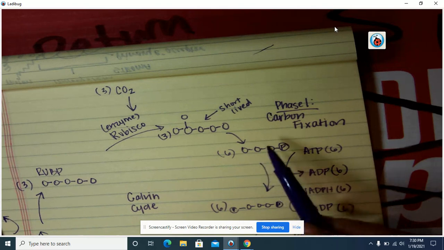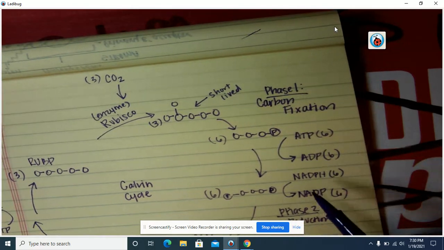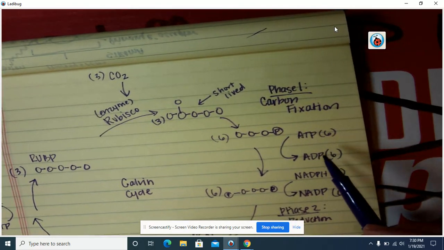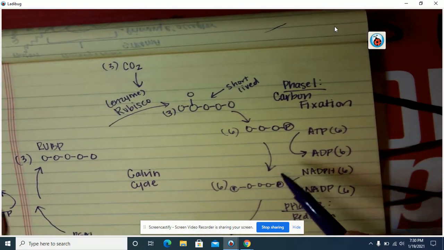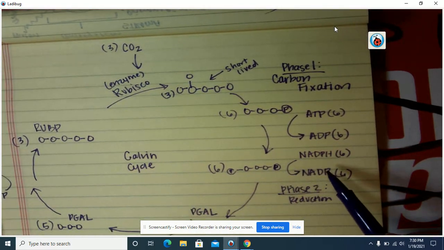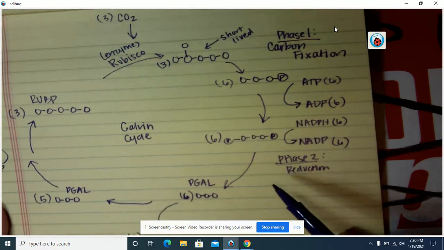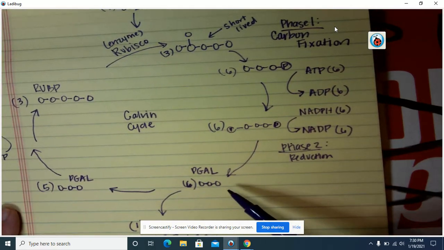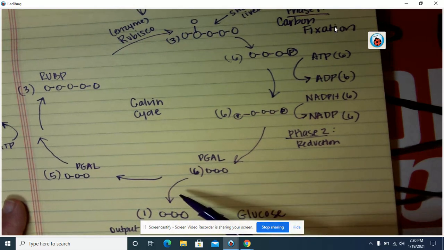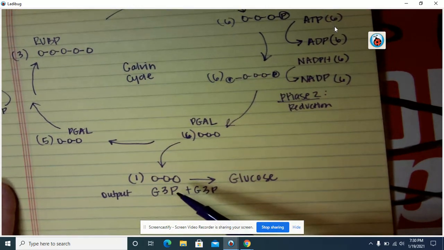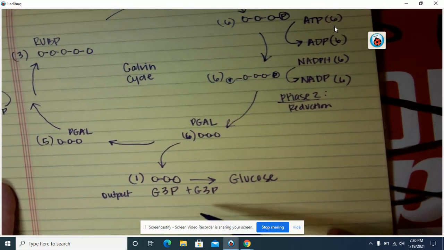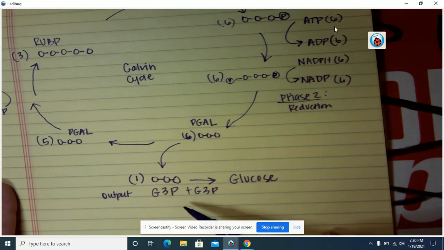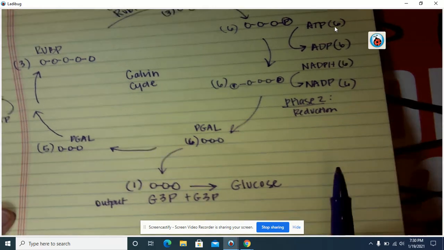We've seen this happen before. It's the carbon fixation part. We're going to have an input of 6 ATP to phosphorylate it. We're going to have an input of 6 NADPH to help rearrange it. This is the reduction part where it takes on these electrons. So ultimately we have these PGAL. One of those is going to exit as G3P, which can combine later with another G3P to make glucose.